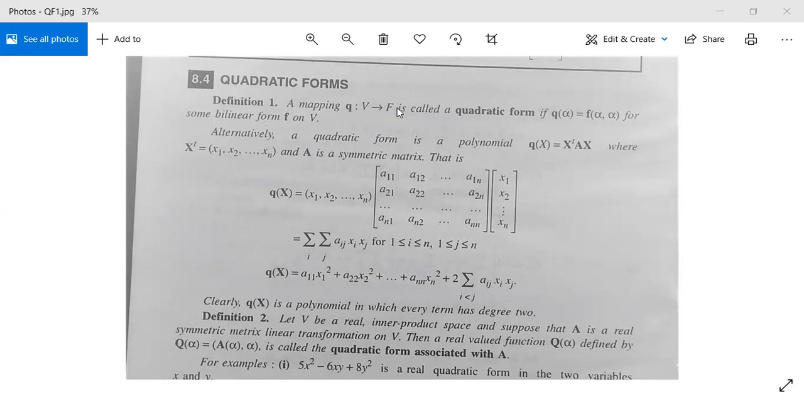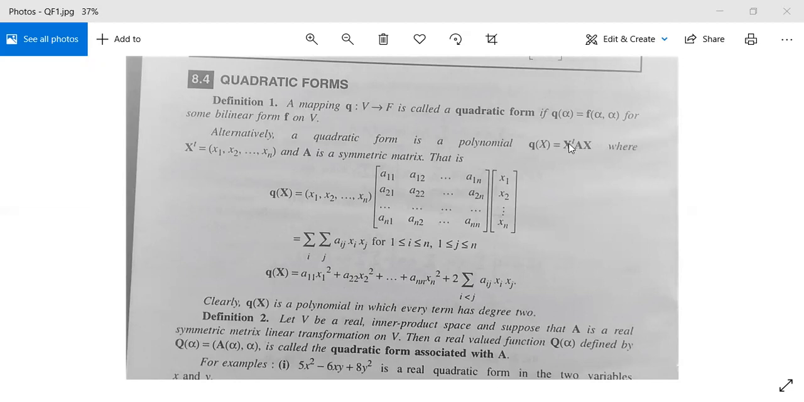A mapping Q from V to F is called a quadratic form if Q(α) = f(α, α) for some bilinear form f on V. This will be clear from some example. Alternatively, a quadratic form is a polynomial Q(x) equal to x transpose A x. This quadratic form is written as x transpose A x.